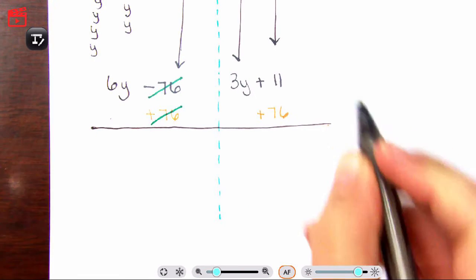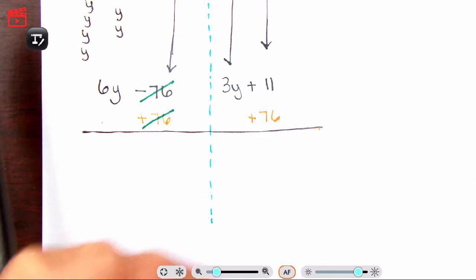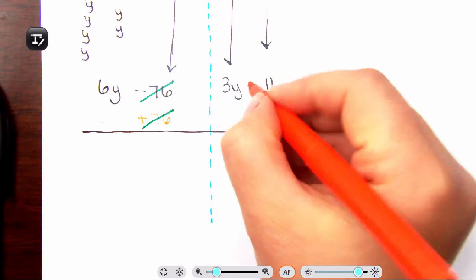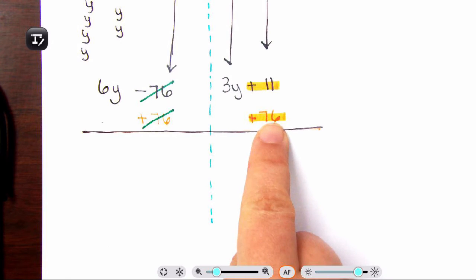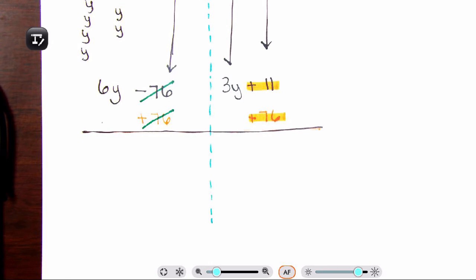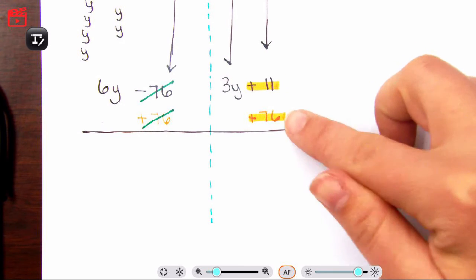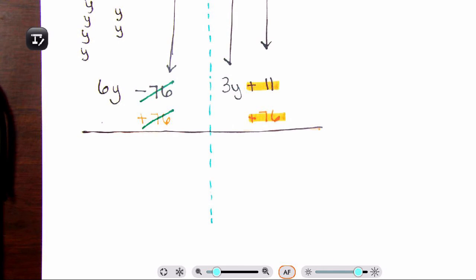Notice how I wrote my 76 underneath my plus 11. That is because they are like terms. I cannot combine something without a letter next to something with a letter. I can't combine those two. Those two are not like terms. However, no letter and no letter can be combined together.